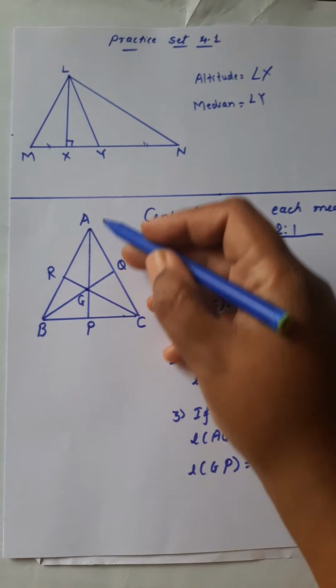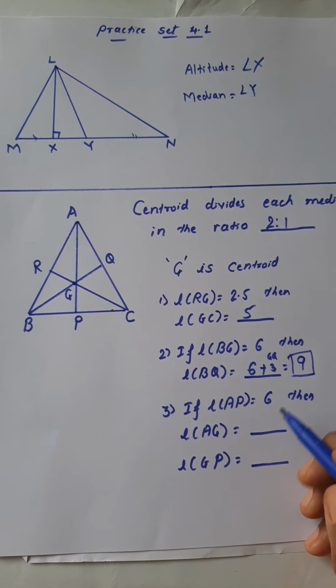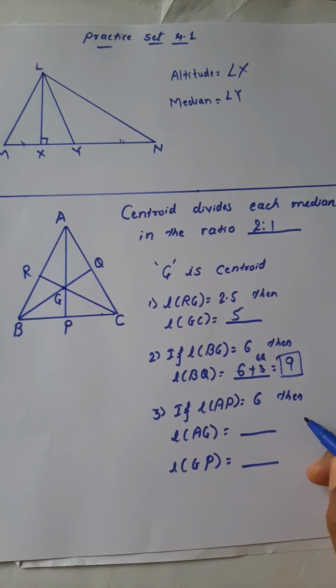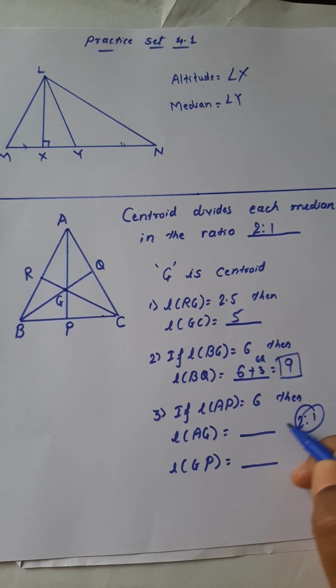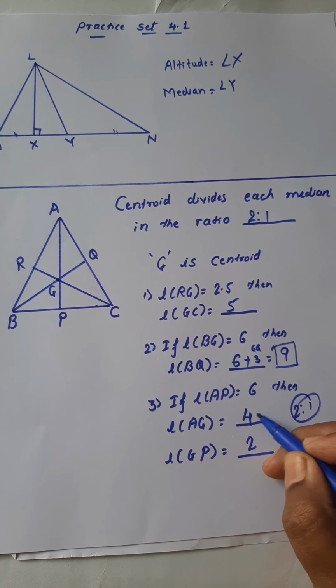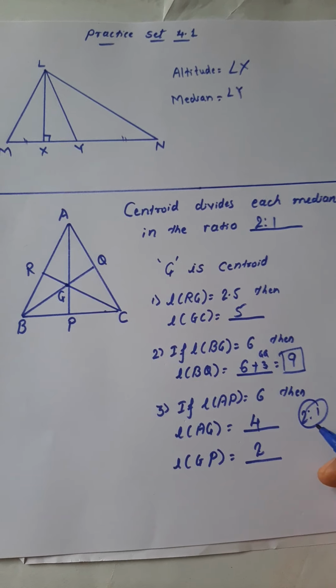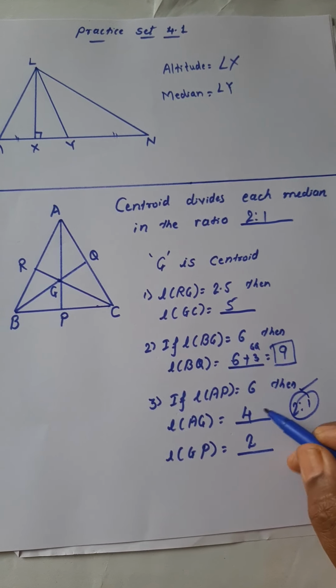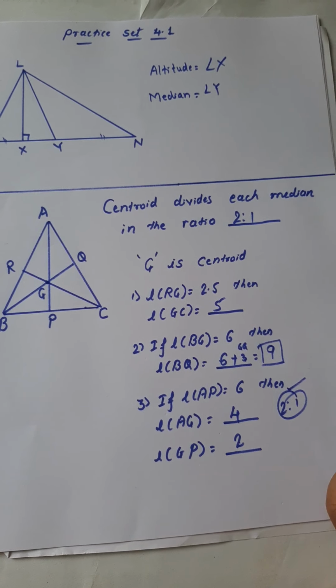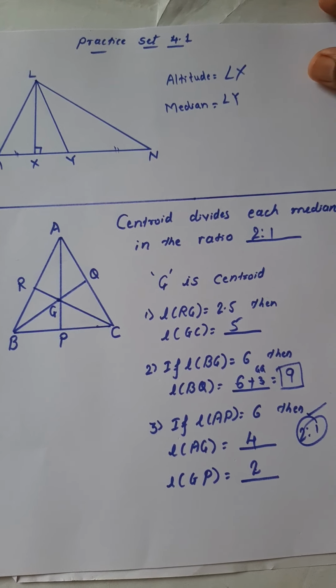Next, AP. AP is given as 6. When we divide it in the ratio 2:1, 6 divided by 3 is 2, and 2 twos are 4. So the ratio will come here 2:1. So our answer: AG is equal to 4 and GP is equal to 2. Understand, student? Okay.